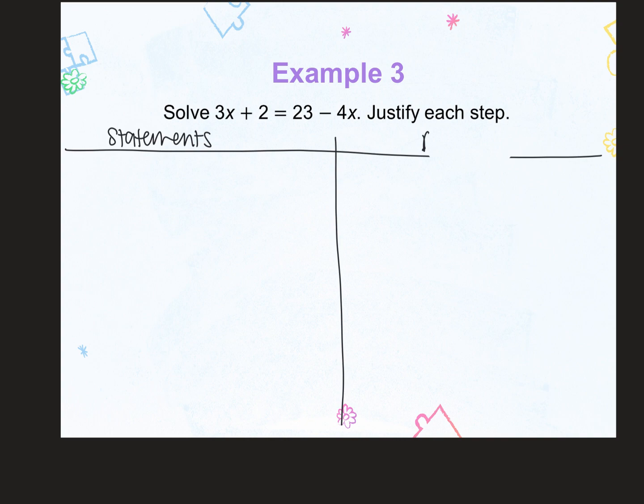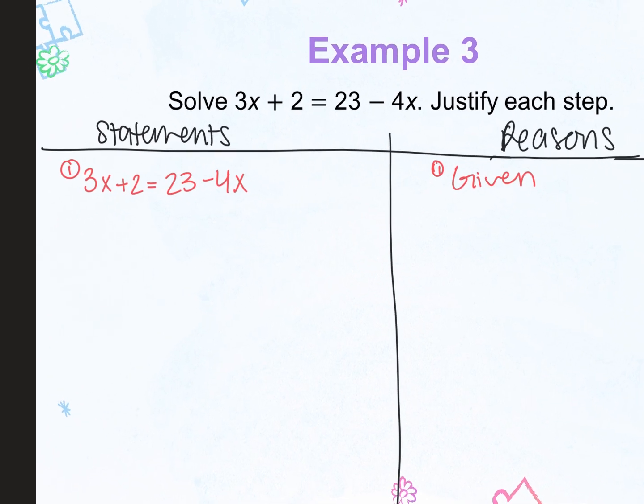So the first one is always what? Given: 3x plus 2 equals 23 minus 4x. So my reason for this one, because I have to give my reasons, is going to be given. Okay, this one's given to me. There's no way I could have just pulled something out of the air. Okay, so it's given.